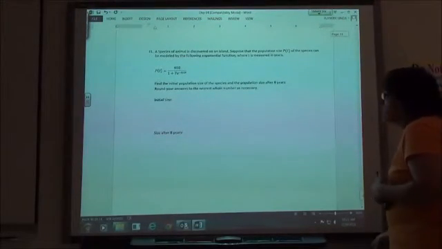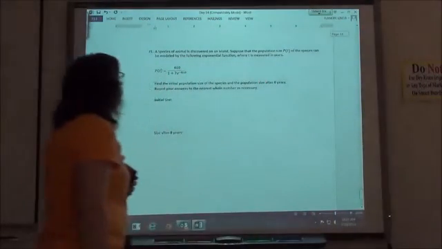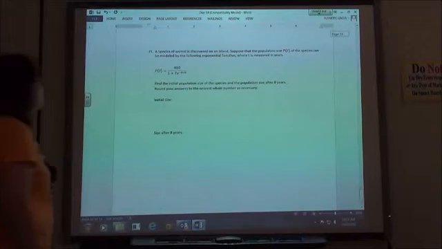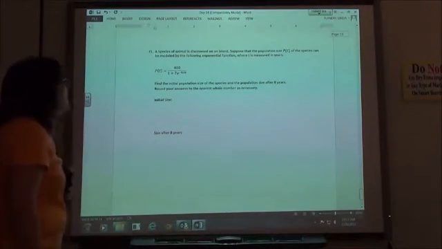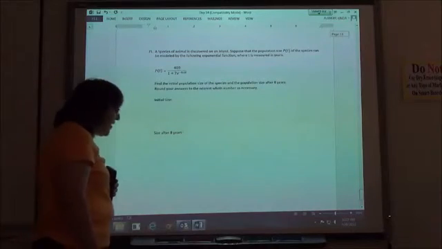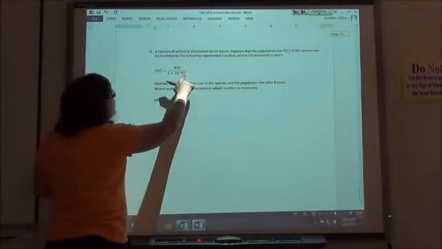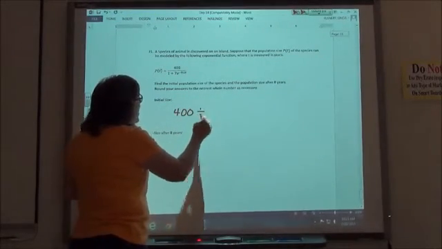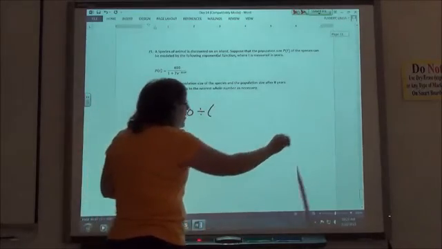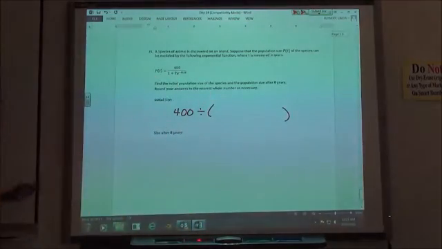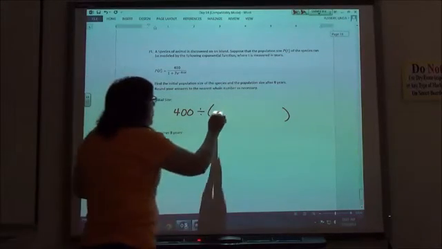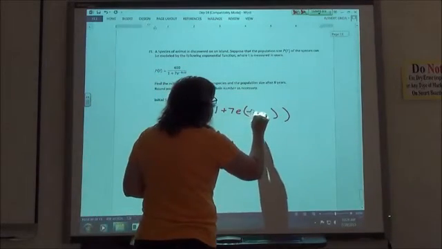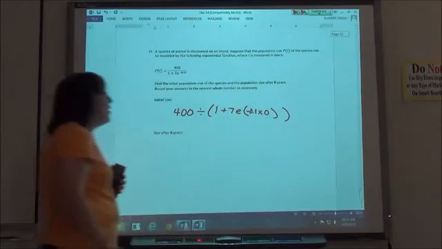And then the last one, we have this crazy fraction. It says, a species of animals is discovered on an island. Suppose that the population size P of t of the species can be modeled by the following exponential function, where t is measured in years. First of all, we want to find the initial size of our population by putting 0 in for the time. So we're going to take 400, and since we have to divide that by a whole bunch of stuff, we either have to calculate the bottom of the fraction first, or we have to put it in parentheses. So 1 plus 7e, and then again parentheses around negative 0.1 times 0.